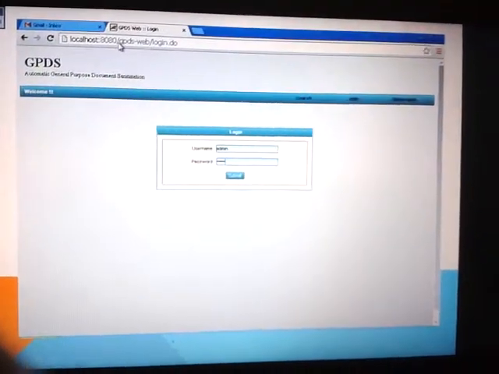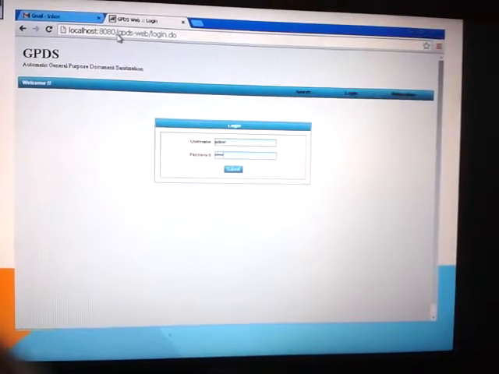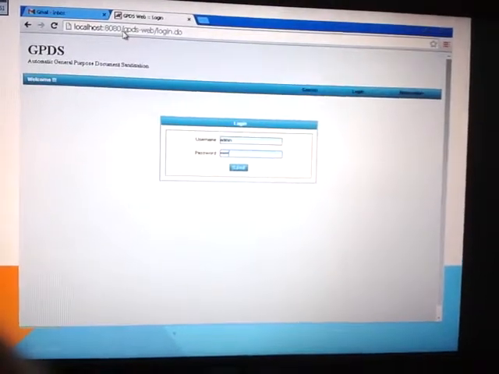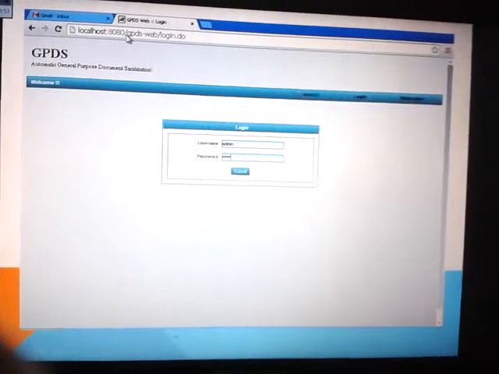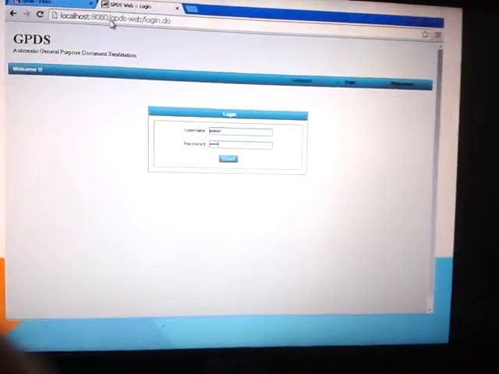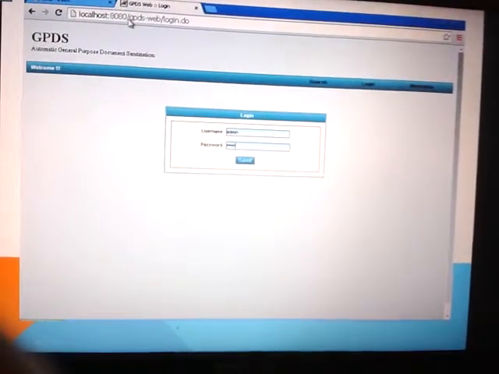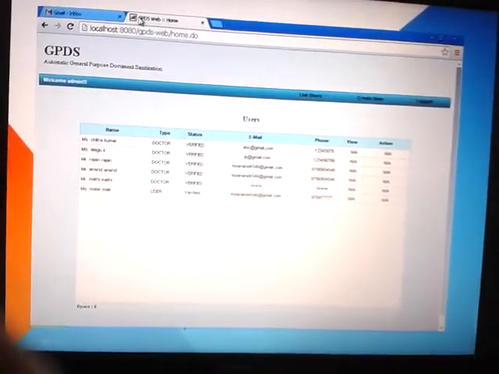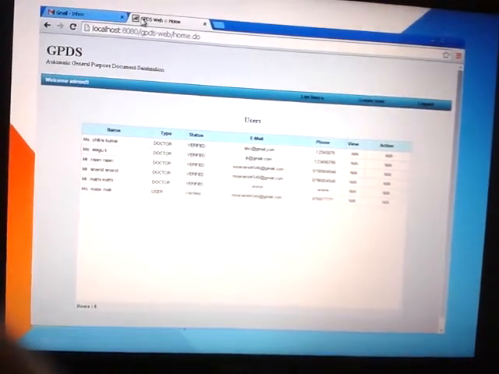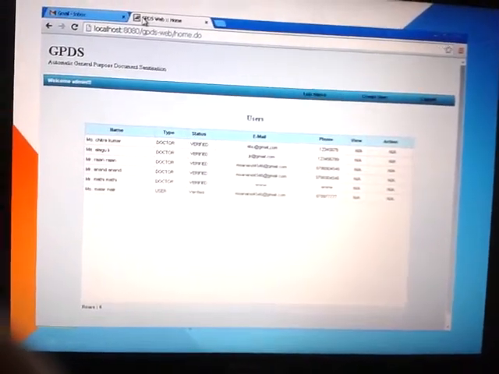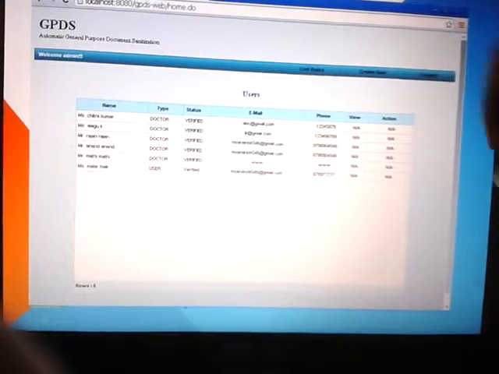First, this is the login page of the administrator. The administrator is a person who manually checks the documents of the doctor before creating his or her profile. The registration facility is used by the patient for his or her registration. This is the list of the persons, that is doctors or users, created by the administrator. The administrator can create a doctor profile using the create user facility.